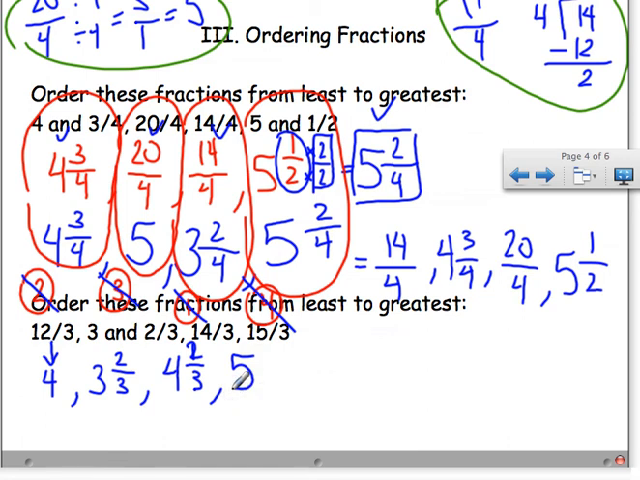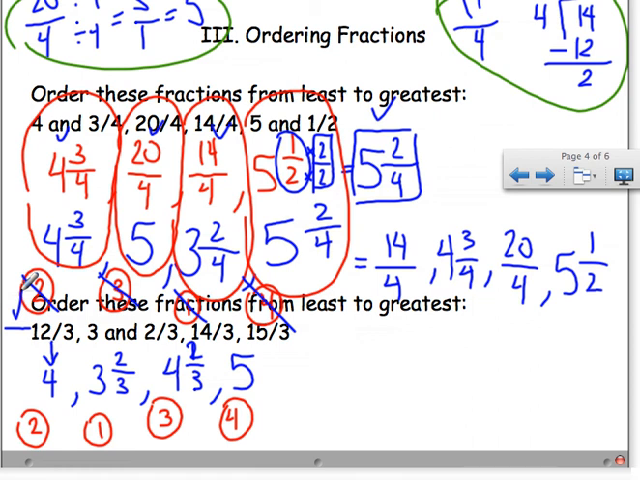If you organize them from least to greatest, the very first one you should have written was 3 2/3. Then comes 12/3. Then comes 4 2/3. And then comes 5. If you ordered them correctly, give yourself a check. That's not an easy problem.